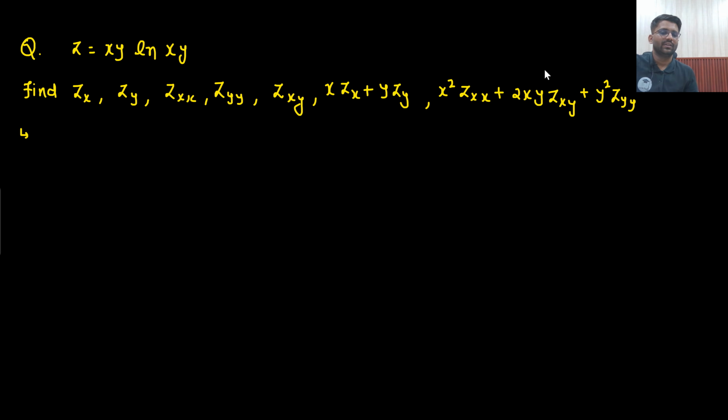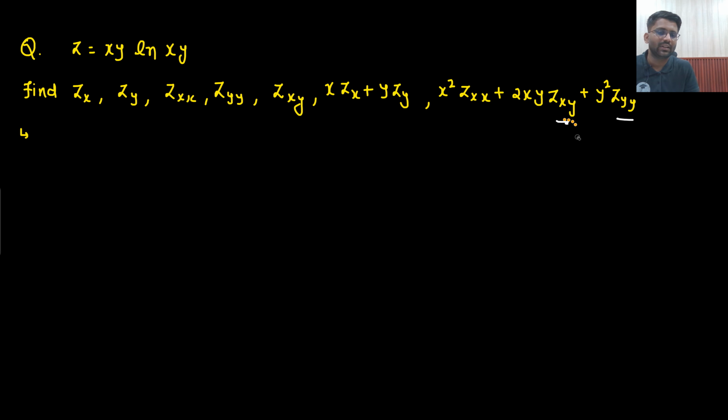Now you need to solve this one. z is given, you need to find zx, zy, zxx, zyy, zxy, and x zx plus y zy. Basically you will have the value of zx and zy, then simply multiply with x and y and get the value. Then you will have the values of zxx, zxy, zyy as well, then simply multiply by x square, 2xy, y square and get these values. Very simple, it is very straightforward.